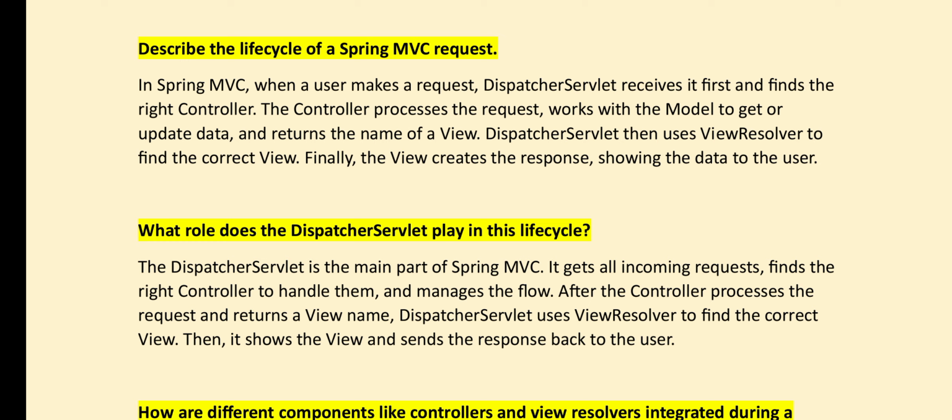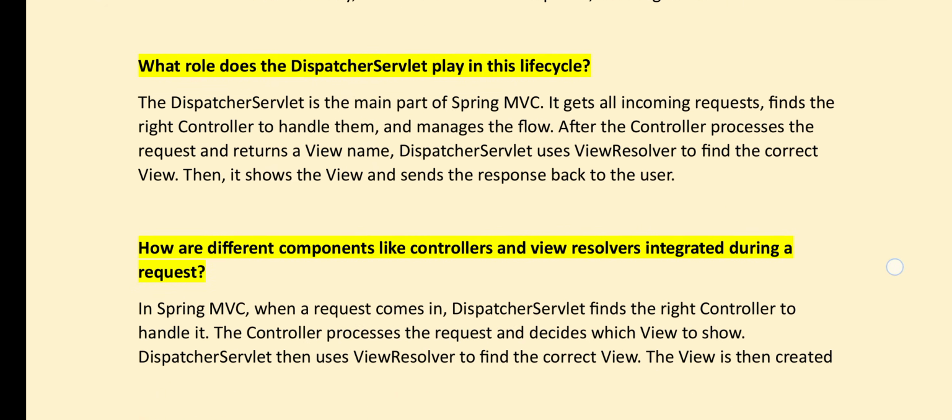What role does the dispatcher servlet play in this life cycle? The dispatcher servlet is the main part of Spring MVC. It gets all incoming requests, finds the right controller to handle them, and manages the flow. After the controller processes the request and returns a view name, dispatcher servlet uses view resolver to find the correct view. Then it shows the view and sends the response back to the user.